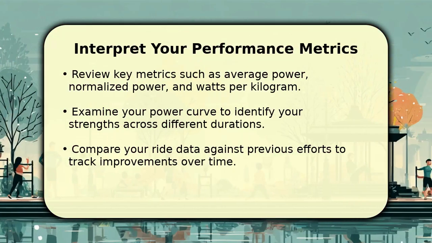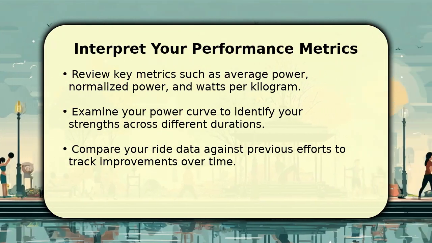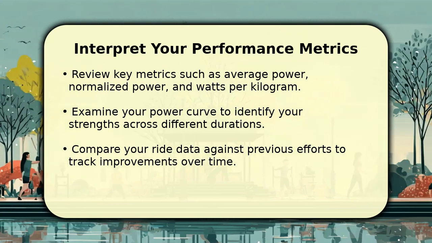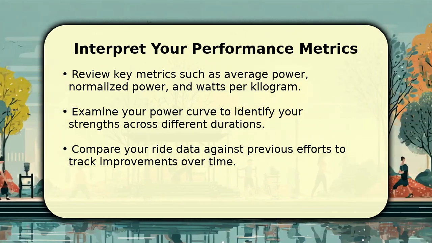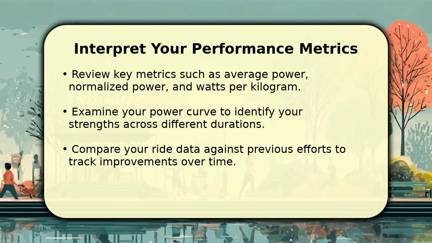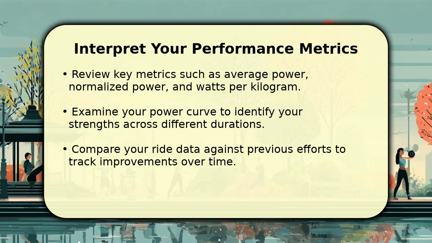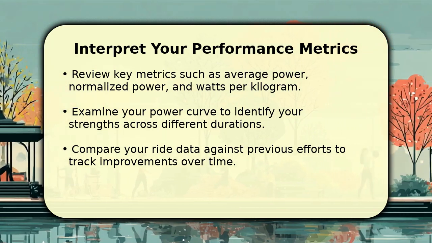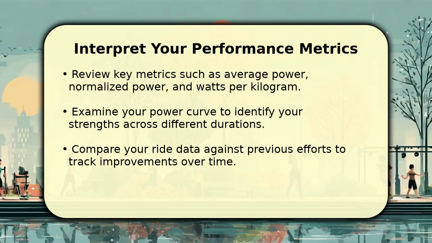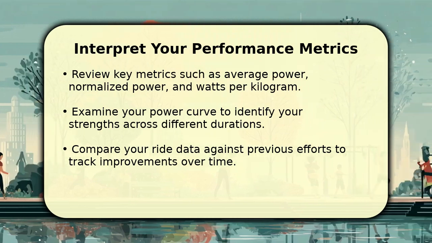Once connected, dive into your ride data to understand your performance. Focus on key metrics like average power, normalized power, and your crucial watts per kilogram, especially over 20-minute intervals. Evaluate your power curve to pinpoint where your strengths lie, perhaps over 5 minutes or 1 minute. Comparing these figures against your past rides will clearly show your progress and identify areas for improvement. This detailed analysis helps you make informed training decisions.